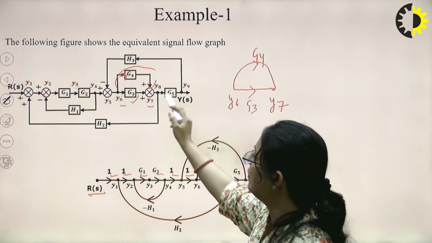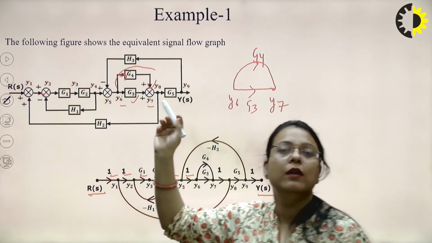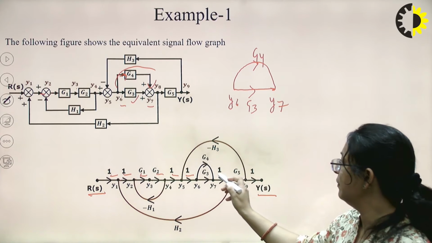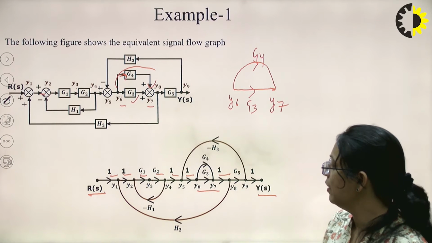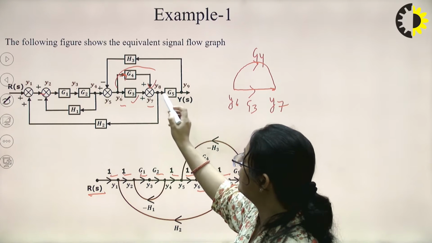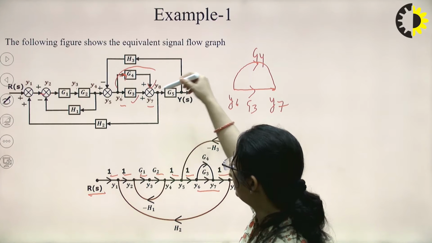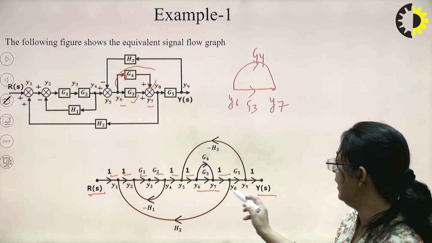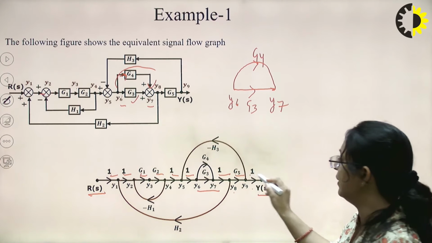Now between Y7 and Y8, again there is no transfer function or gain represented here, so we will take it as unity. Okay. Then coming to Y7 and Y8, it is again unity. Now Y8 to Y9, it is G5. So between Y8 and Y9, it is G5. And then Y9 to YS, it is again 1.